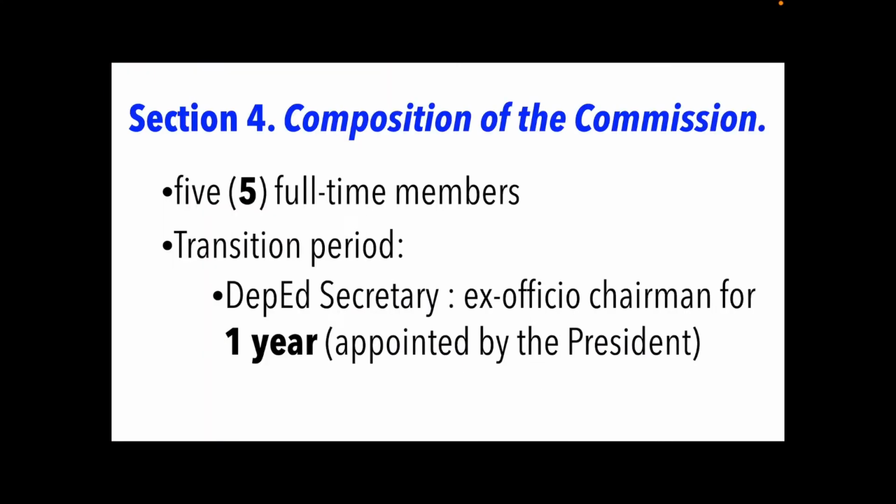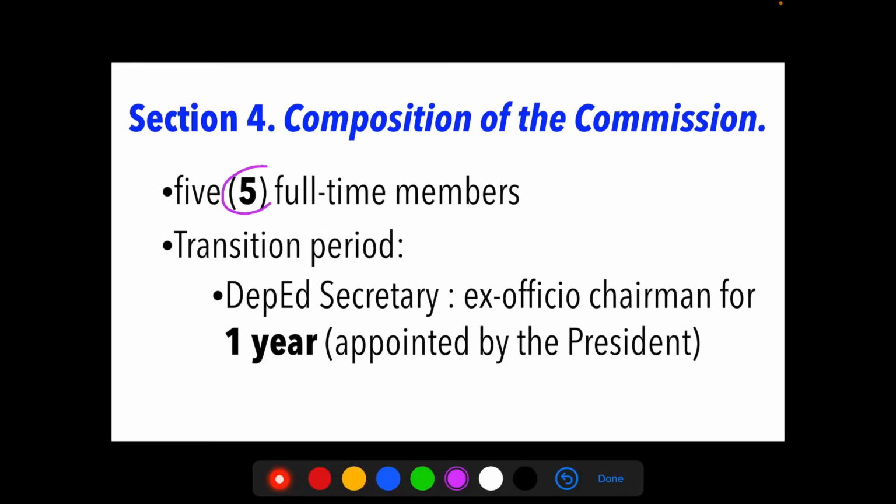Now let's have Section 4, or the composition of the Commission. The Commission shall be composed of how many members? Five full-time members, and during the transition period, which begins upon the approval of this Republic Act 7722, the President may appoint the Secretary of Education, the DepEd Secretary, or then the DECS Secretary, as an ex officio chairman of the Commission for a period of 1 year. Again, he or she will be appointed by the President of the Philippines.